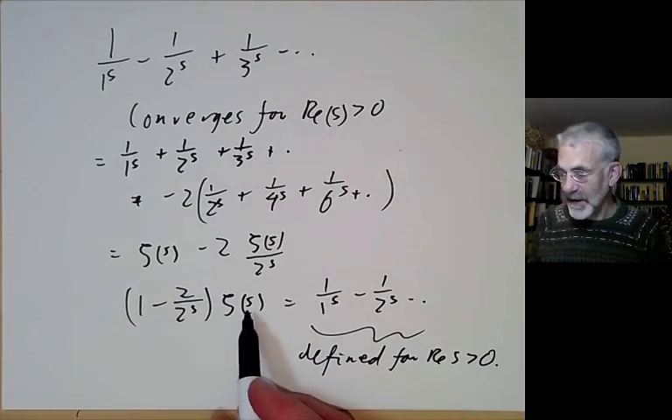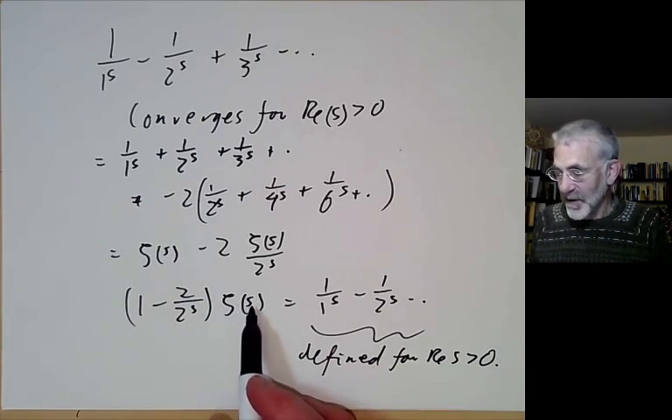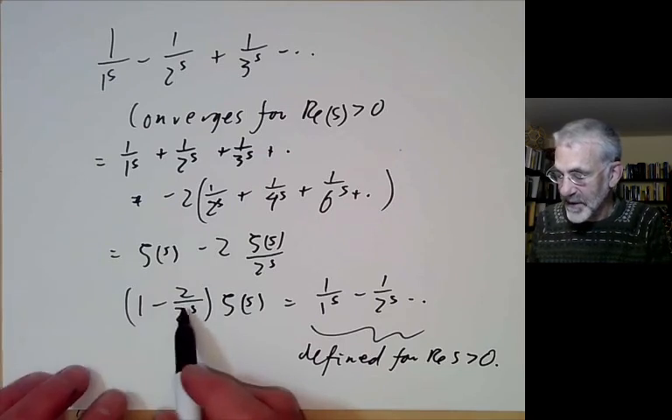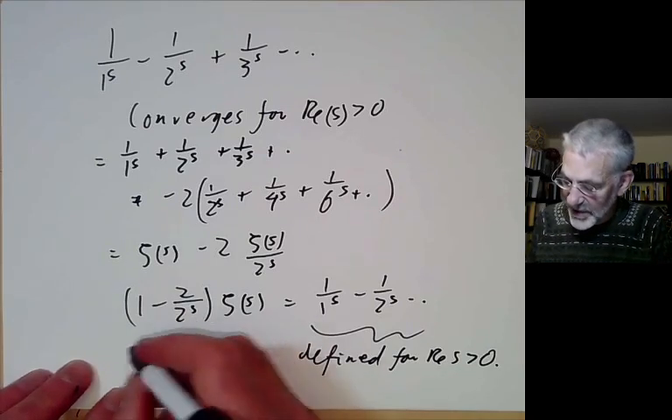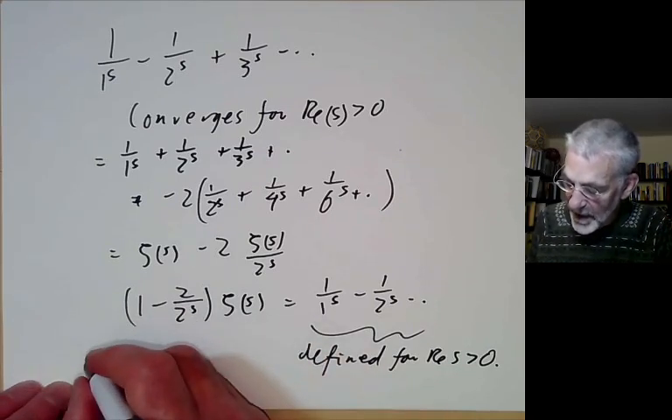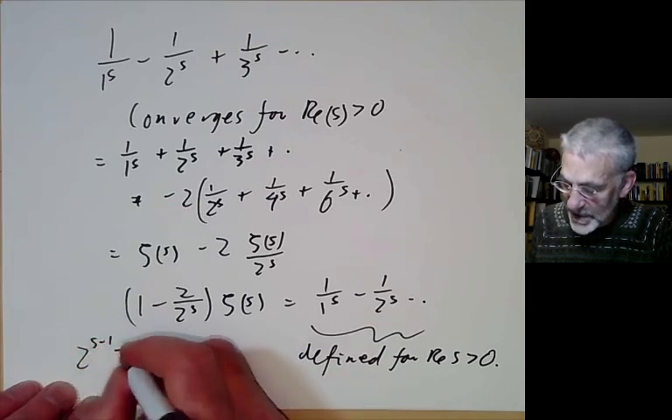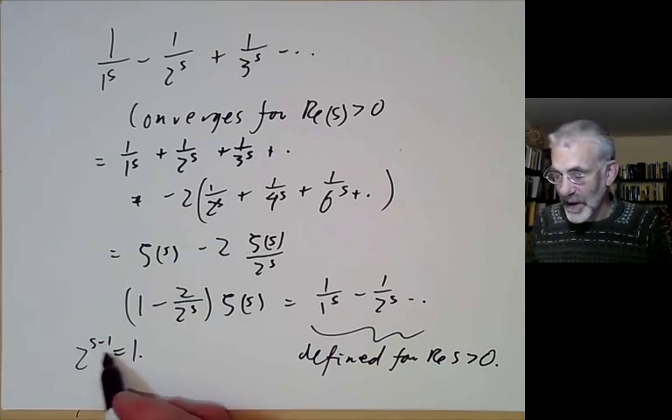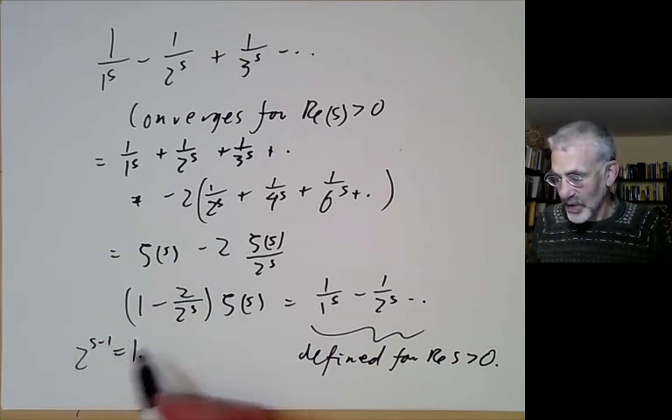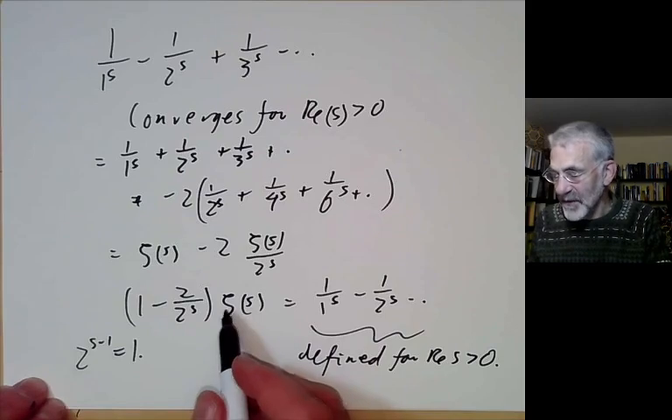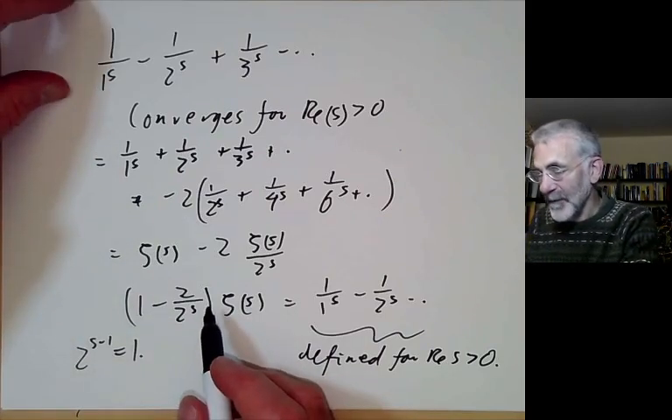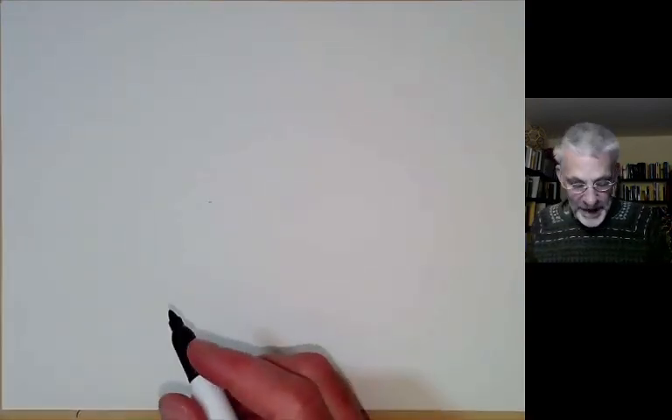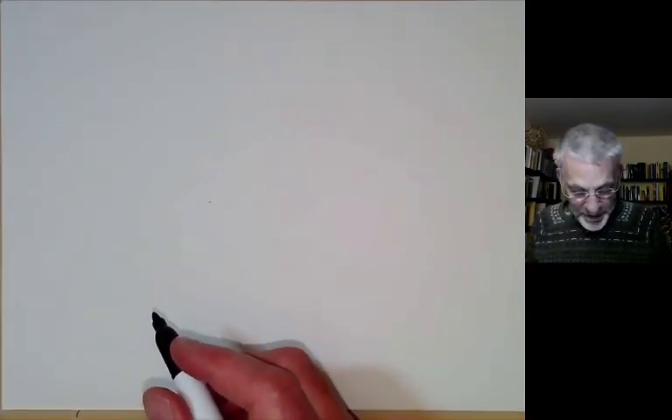So this almost gives us a definition of the Riemann zeta function for real part of s greater than 0, provided this factor here is non-zero. Well, this does actually have zeros. It has zeros whenever 2 to the s minus 1 is equal to 1, and there are some points with real part s equals 1 where this holds. So this doesn't quite define zeta of s for all numbers with real part equal to 1 because of this problem. But then we can do a different trick.